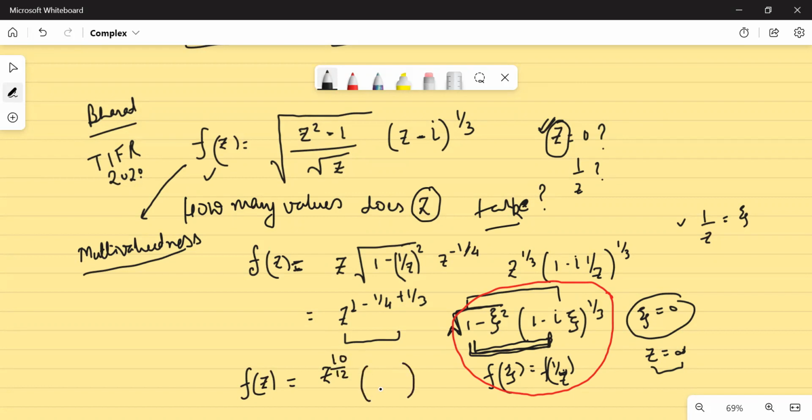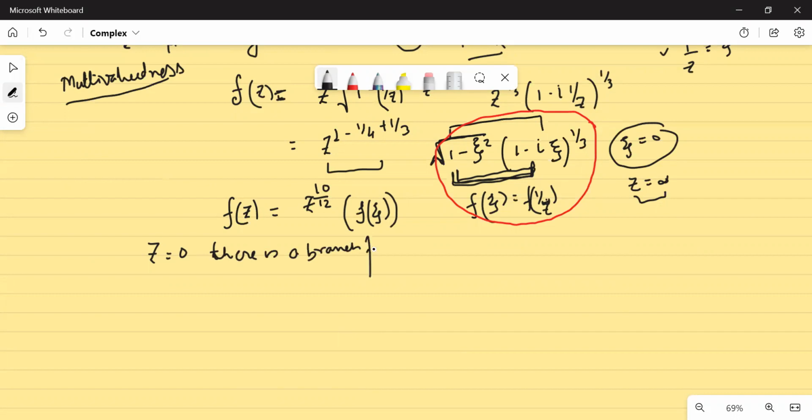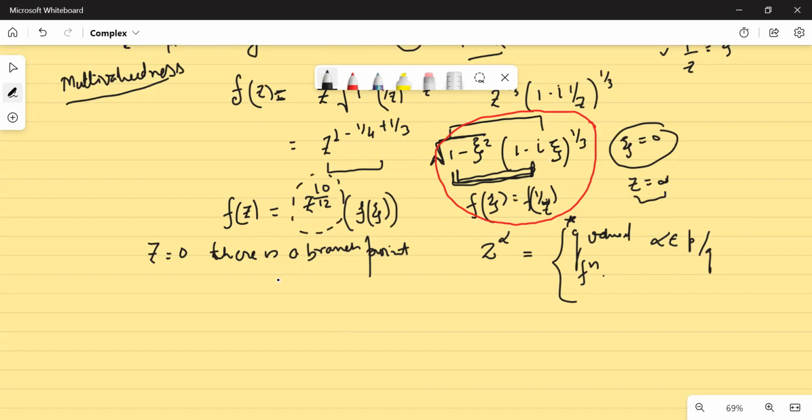Kindly see. And there are some functions of zeta which I'm not interested in, right? Okay. So clearly you can see that at z equal to 0, there is a branch point. Why is there a branch point? I stated on the very first day that if z raised to power alpha is there, and if alpha belongs to p over q, then in general it is a q-valued function. So for example, I have here 10 divided by 12. So obviously this function resembles some p over q. So this particular function will be some q-valued function.